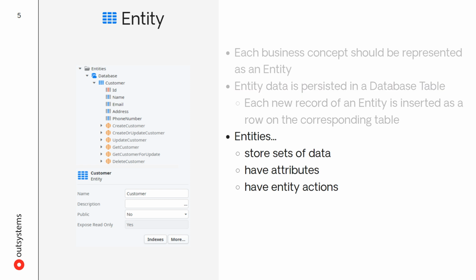Therefore, entities have defined sets of data. The data is organized in attributes, where the properties of business concepts are stored. Each entity also has a set of entity actions, which we will introduce later.